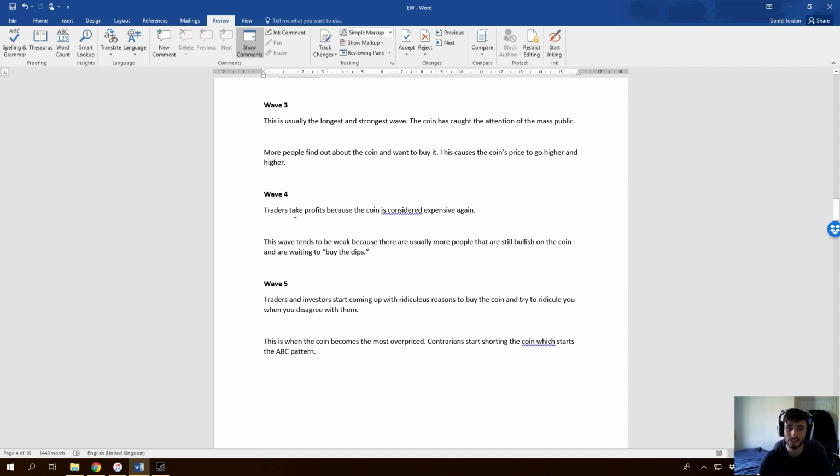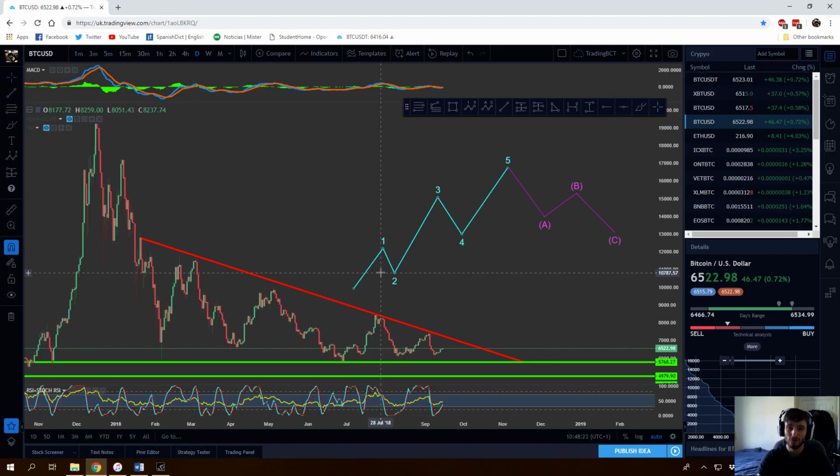Wave 4, traders take profits because the coin is considered expensive again. So you've got a very big move up here. Let's say you had like a 120% move up, for example, and then the coin is considered very expensive again, and people are thinking, oh, I don't want to buy in that high.